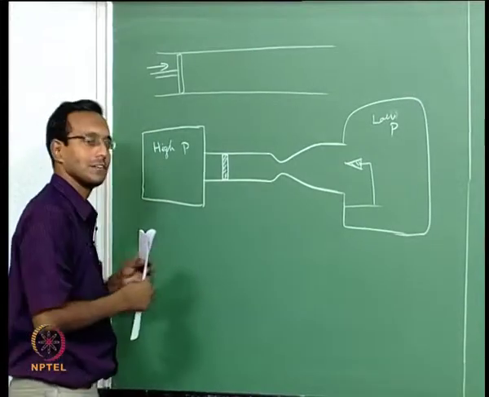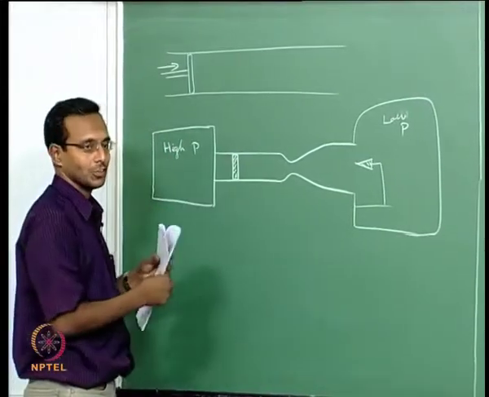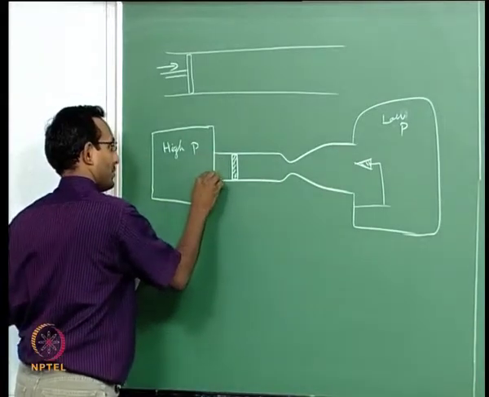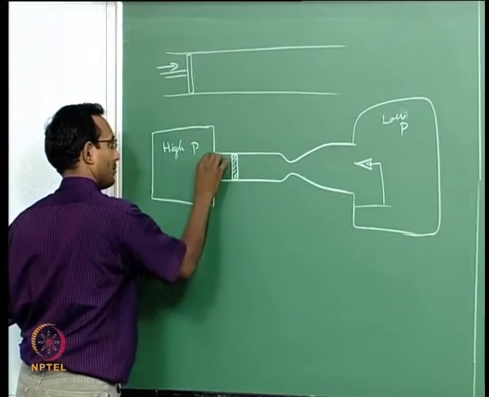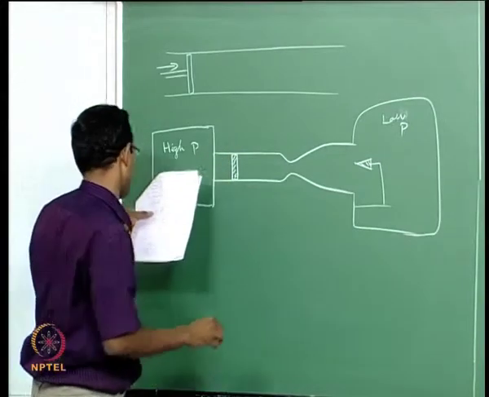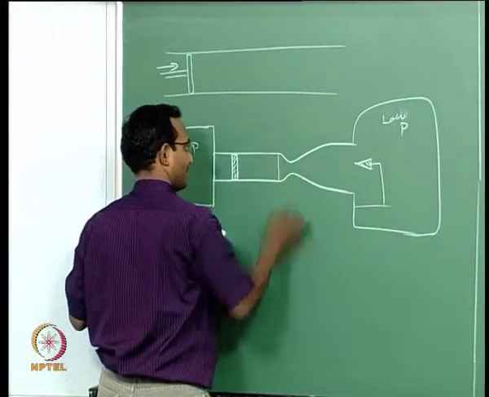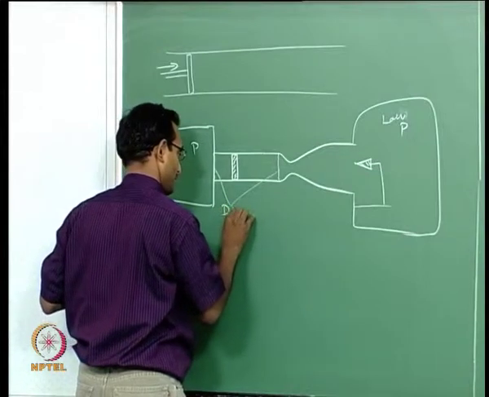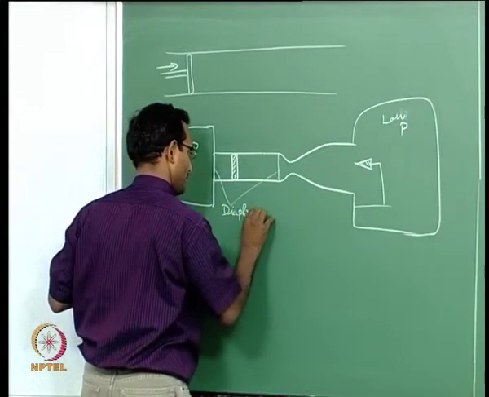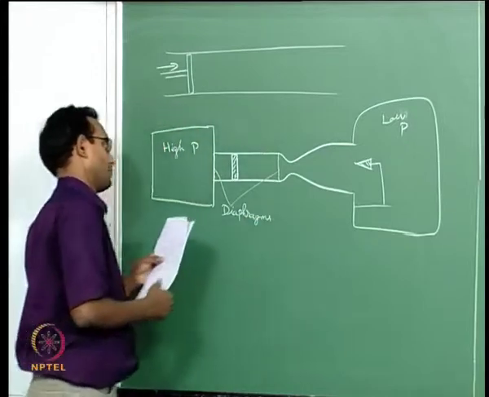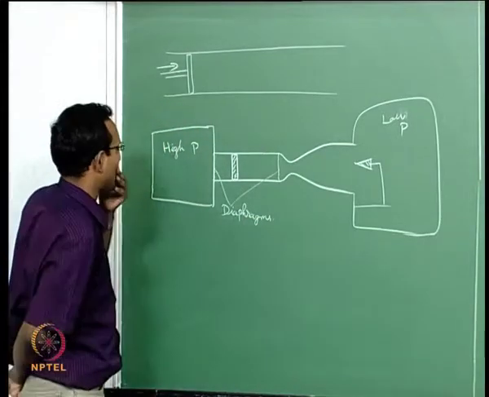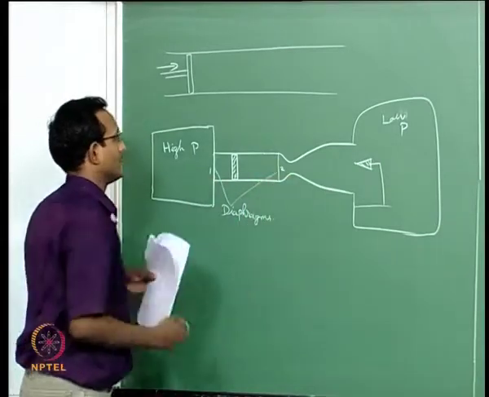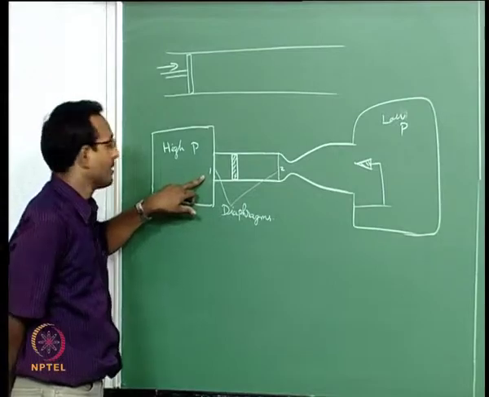I put a thin disc in a tube, circular cross section, and I am going to have a diaphragm here. This is a diaphragm and there is a second diaphragm here. These two are diaphragms. Now let us think about what will happen if I break the first diaphragm. Let us label it 1 and 2. If I break the first diaphragm, what is supposed to happen?